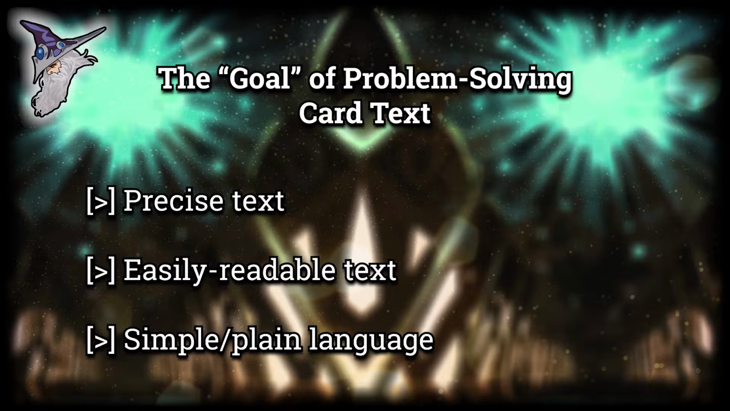New card text, according to its introductory article, has three major goals. 1. Precision of text. 2. Easily readable text. And 3. Simple, plain language. Unlike old cards, which varied or lacked text to differentiate or denote costs, effects, targets, etc., new card text aims to consolidate keywords and phrases into an easily understandable, consistent format.